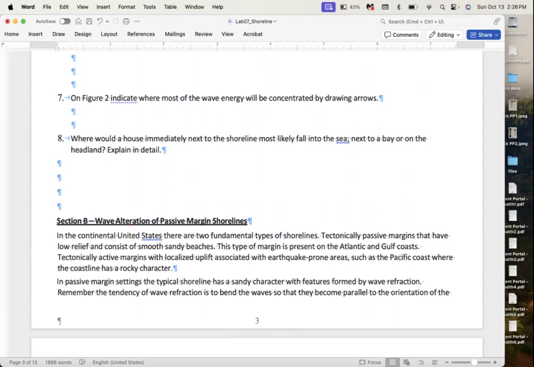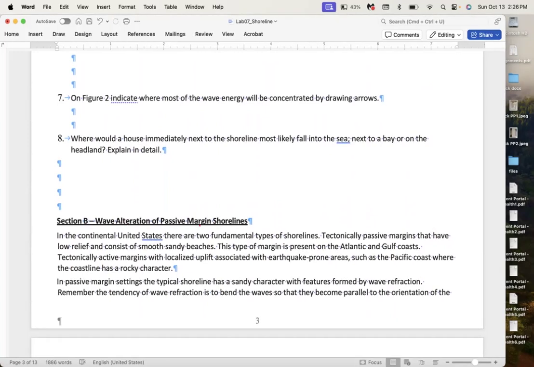Then we also can alter passive margin shorelines. There are 2 types of fundamental shorelines in the United States and basically everywhere in the world, but we're just going to look at the US. So if it's a tectonically passive margin, that is no uplift, the margins will have low relief and have smooth, sandy beaches. So this is found on the east coast of the US, or the Atlantic coast, and the Gulf Coast.